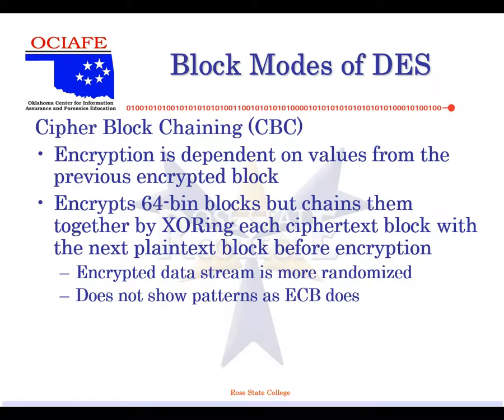Okay, says we encrypt 64-bit blocks, but chains them together using XOR. We know what XOR is. One or the other, but not both. Okay. So XOR with the cipher block from the prior block. Then the streams are more randomized, and it does not show patterns.